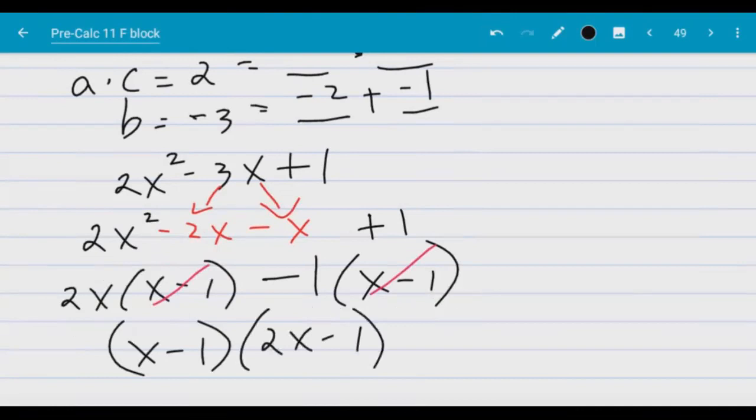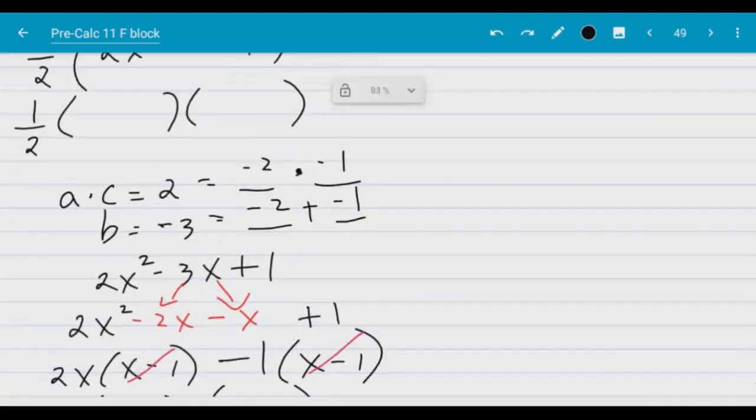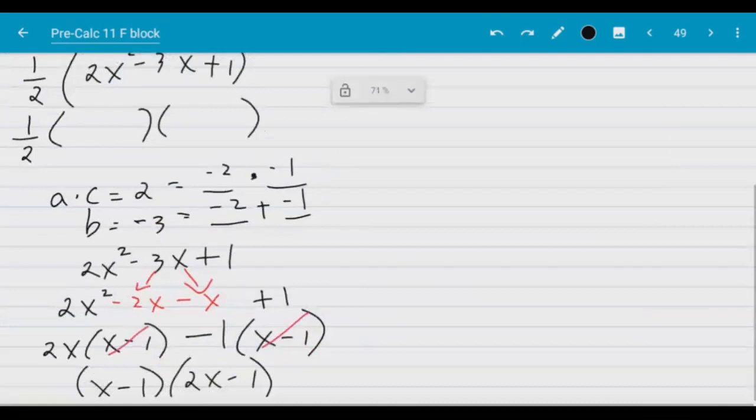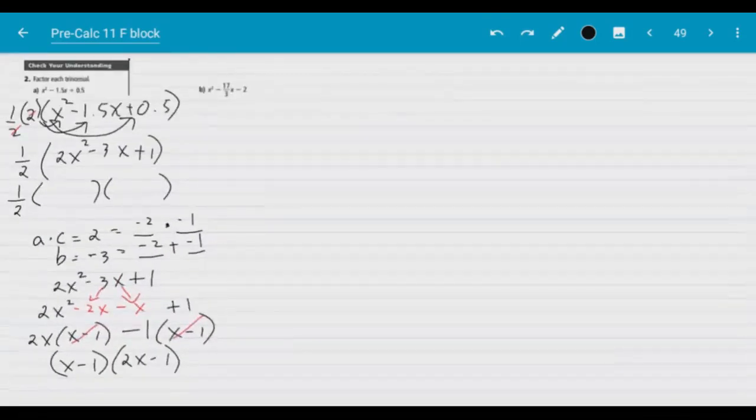All right, now this is a common mistake. So far we have done this correctly, but remember, this factored form gives the factors of this one. You need to make sure that you go back to the original expression, which was this one. All we did was multiply that by 1/2 and 2 to be able to get rid of the decimals.